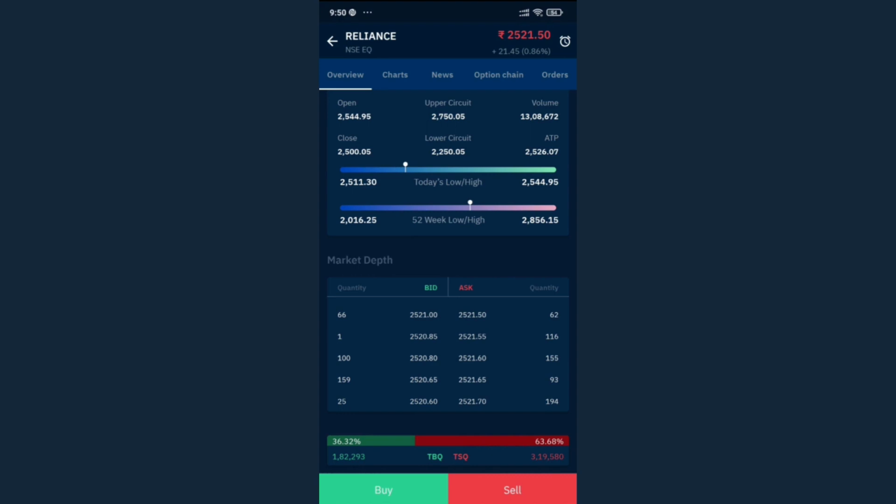On the left side, the prices under the column of bid are called the bid prices, and under the ask, they are ask prices. And the quantity is the quantity which they want to buy or sell, depending upon which side of the column. Further down, you can see that it's written TBQ and TSQ. TBQ is the total buy quantity and TSQ is the total sell quantity.